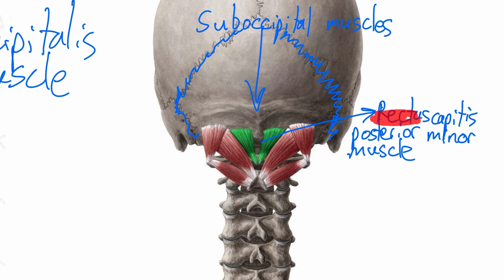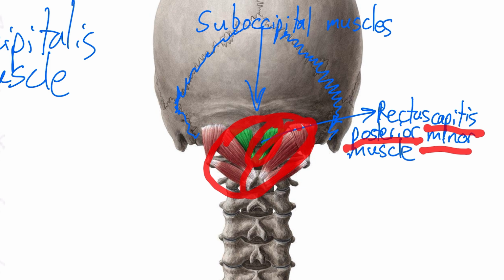Rectus means straight. This is roughly a straight muscle right here, the fascicle direction. Now we have capitis. Well, it's on the head clearly, so capitis, remember capitate from the carpals, capitis, decapitate, cap means head. And then posterior, well, it's a posterior muscle. Minor, well, it's the smaller of the two rectus muscles.